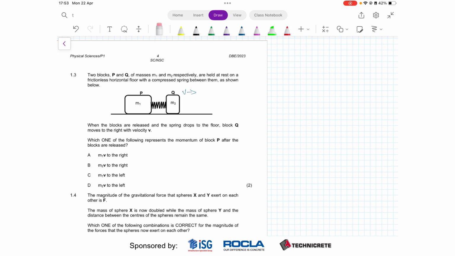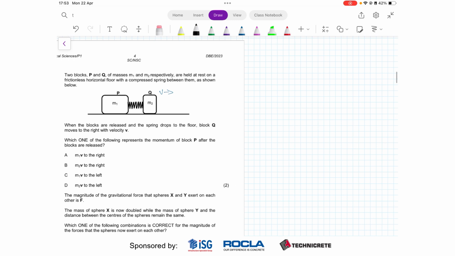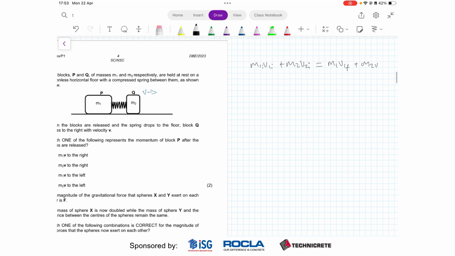Now for 1.3, we are looking for the momentum of the block P after the blocks are released. Okay, when the blocks are released, they are released from rest. Since they are released from rest, momentum conservation tells you that m1v1 plus m2v2 initial is equal to m1v1 final plus m2v2 final.